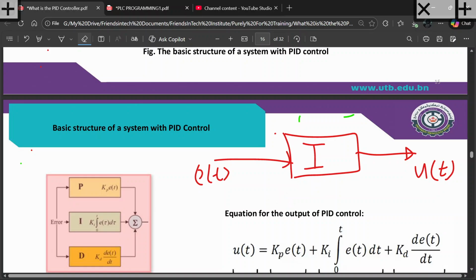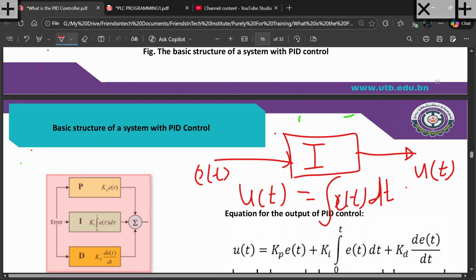But for integral, we are integrating the error signal. Therefore u of t is an integral of an error signal e of t, and since it is in time domain, you add dt. That is for integral. So in simple terms, for integral we are just trying to minimize what is called steady state error. We are just trying to reduce steady state error.